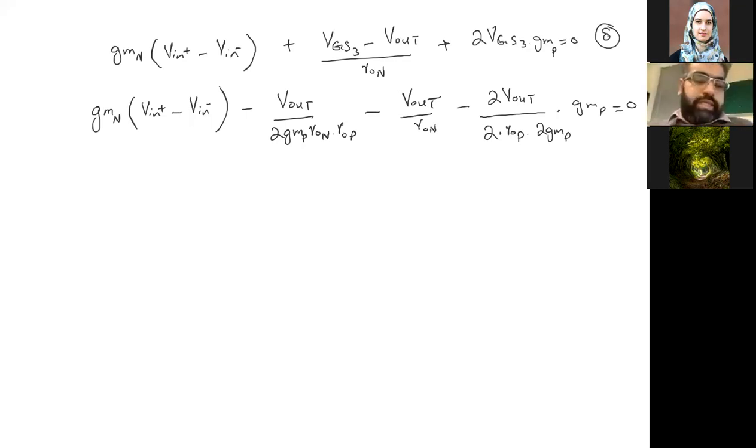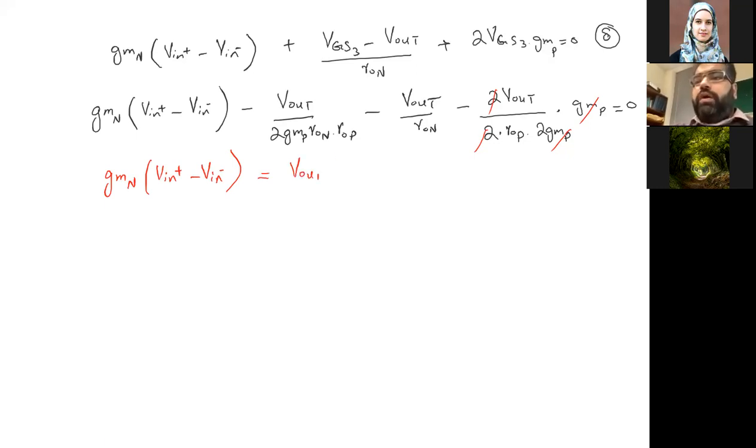Now we can cancel out a term for our relaxation. GMP will be cancelled out with GMP. 2 will be cancelled out with the factor of 2 here, and we will be left with something. If we take the V out on the opposite side, that's our ultimate goal. V in plus minus V in negative. All V outs are negative, they will go to the other side, they'll become positive, and I can also take them common.